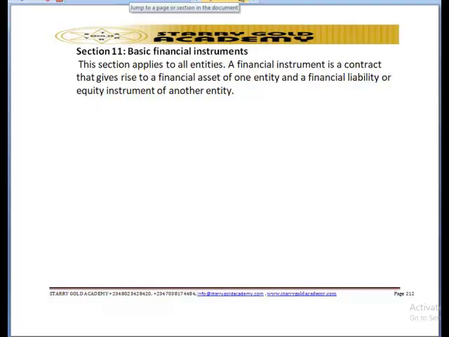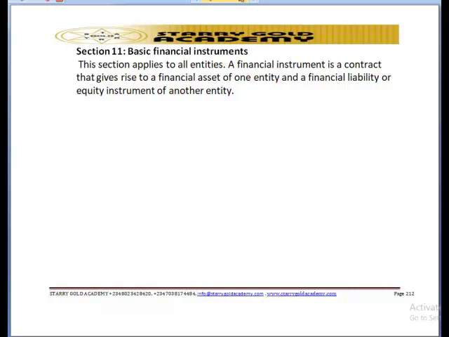Now this section applies to all entities, like I said earlier. So a financial instrument is a contract that gives rise to a financial asset of one entity and a financial liability or equity instrument of another entity. You know this now, IAS 32, so it should not be a problem to you. And that entity must recognize a financial asset or a financial liability. Remember the recognition criteria.